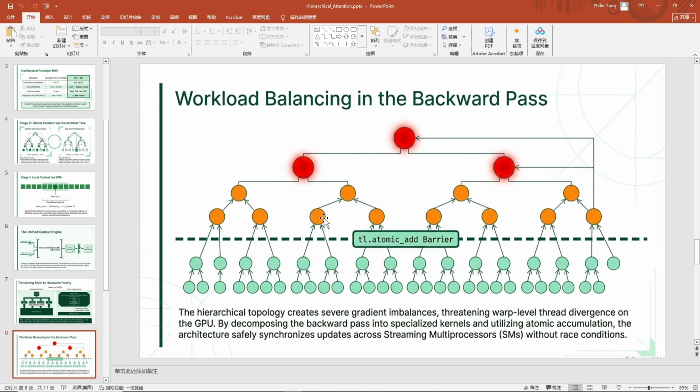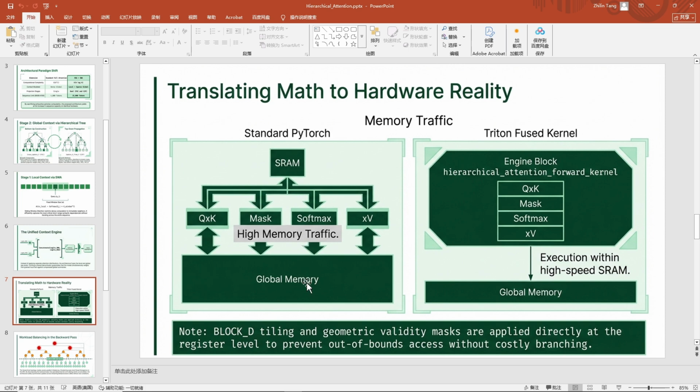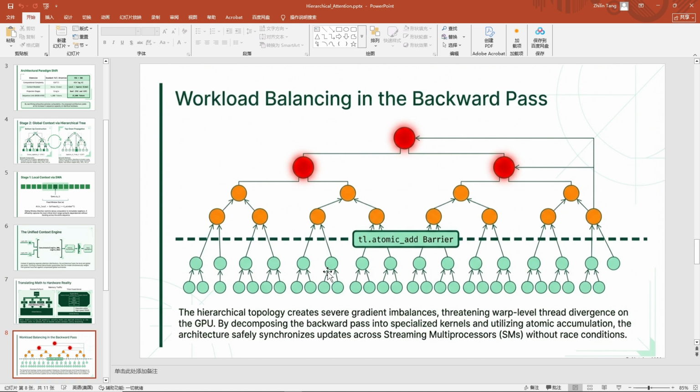And also, atomic operations were used to safely aggregate gradients across the GPU threads, ensuring correct updates even when higher level parent nodes receive many more contributions than the lower level nodes.